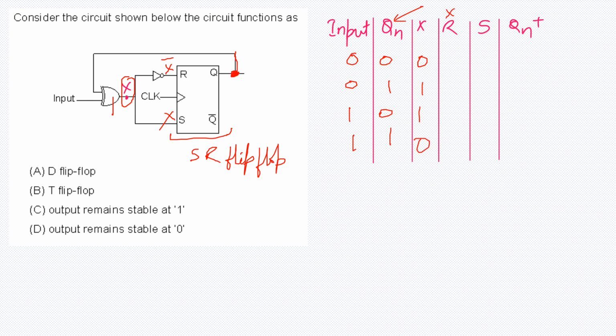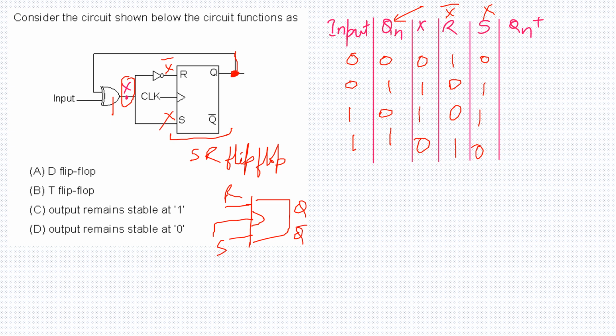Now your R is simply X bar. As we have seen here, because a NOT gate is connected, it is simply going to be the complement of X, so it will be 1 0 0 1. And S is simply going to be your X, so 0 1 1 0. Now we have a situation where we have what our R is and what our S is, and this is a clock here. We have to find what Q and Q bar will be, or in this case Qn plus 1, your future output, as the clock arrives.